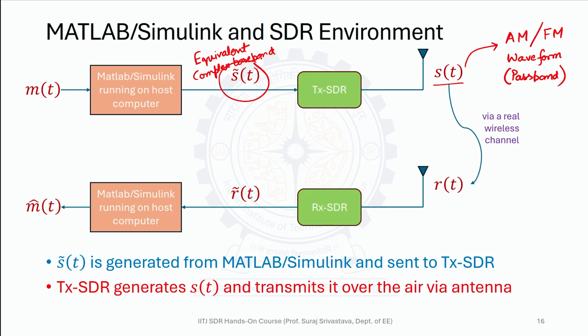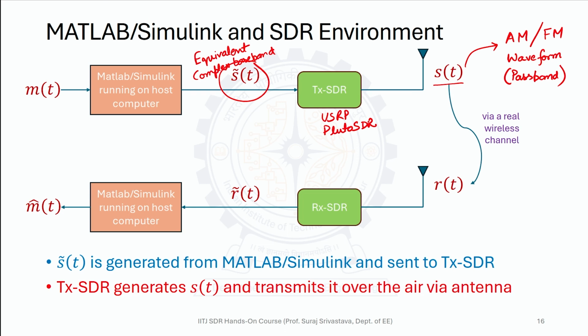And after that, this S tilde t will be given to the transmit SDR, which in our case may be the USRP or Pluto SDR. So, this complex waveform S tilde t will be given from the computer to the transmit SDR, and finally this transmit SDR will generate the waveform S(t).